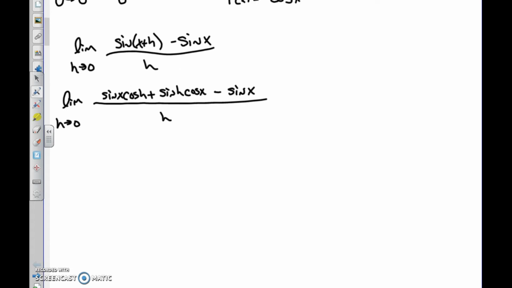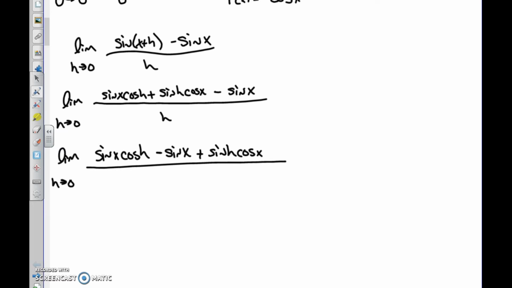And by knowing that, I'm going to move this negative sign that's at the end up front, and as I work through it, you will start to see why. It'll start to click, or it will make sense. So I have sine of x times cosine of h. I'm going to move that minus sine of x there in the middle, and then at the end I'm going to have plus sine of h cosine of x all over h.